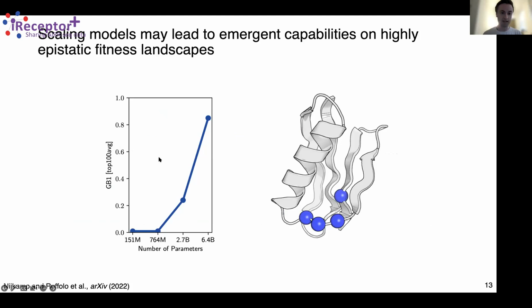This target, just to give a little bit more insight into what we're predicting here, has nearly exhaustive evaluation of possible residues at 4 positions here that I've shown in blue. This landscape is also highly epistatic, meaning that these mutations really aren't additive. So the model has to pick up on something deeper about the coordination of these residues that appears to only emerge when you scale the model into the billions of parameters.